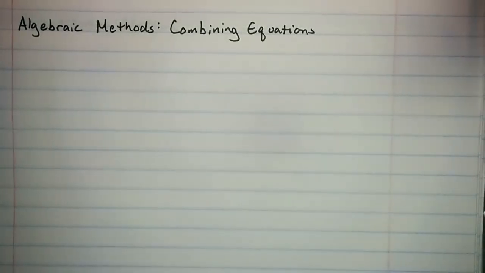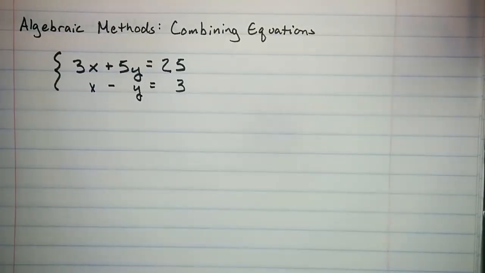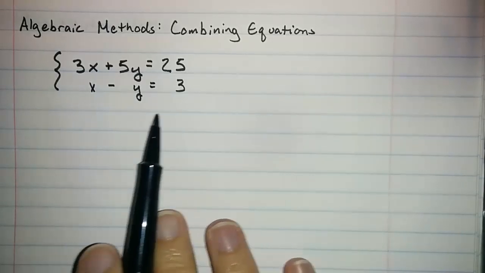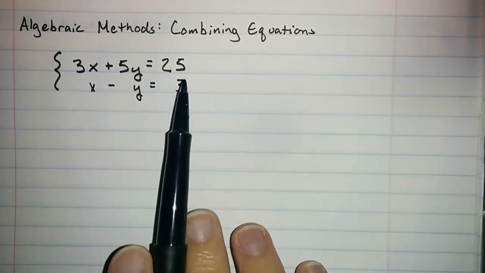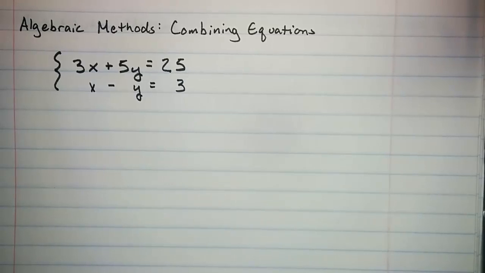So we know how to solve a system of linear equations by graphing, but that's not really a very efficient method. What we'd like to be able to do is somehow put together the two pieces of information we have about our variables. For example, 3x plus 5y equals 25, and also x minus y equals 3. We'd like to somehow combine these two pieces of information in a way that will help us solve this problem.